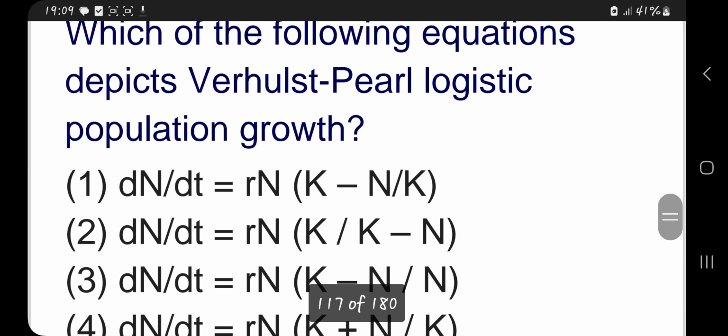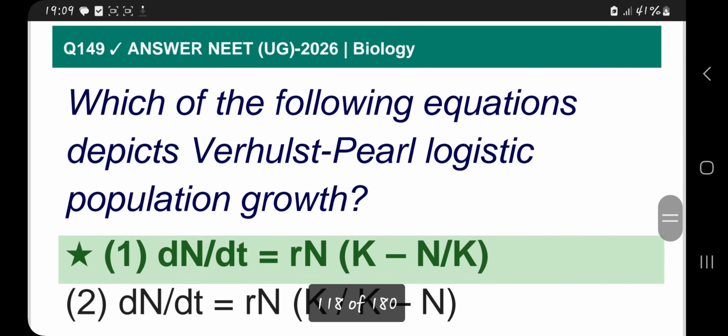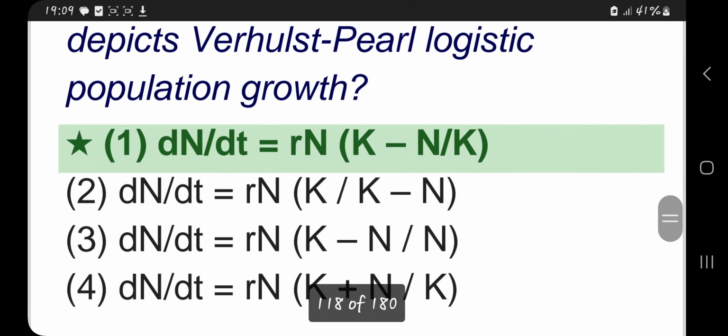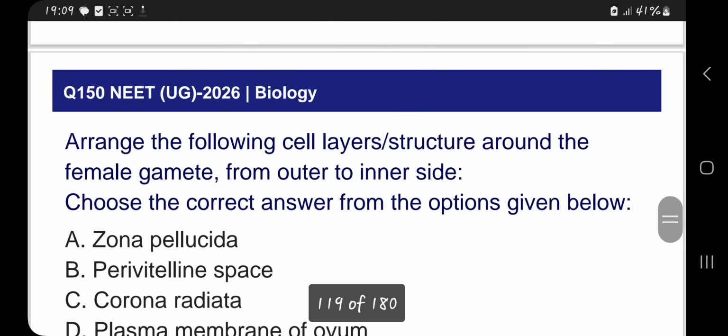Which of the following equations depicts Pearl-Verhulst logistic population growth? dN by dt equals rN of K minus N by K. The first one is the correct answer.